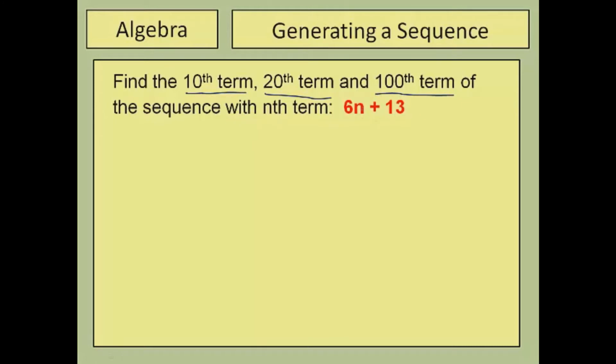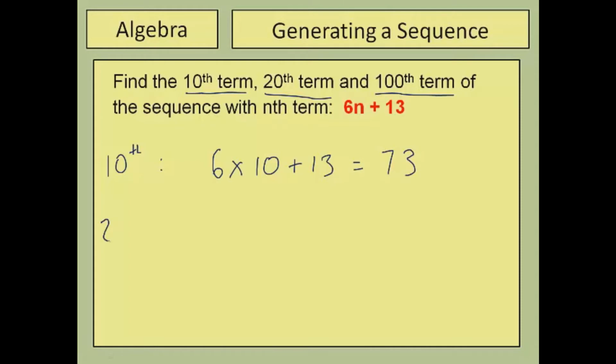Now this is not any harder, you just need to make sure you replace the n with whichever term you're after. So if I want to find the 10th term, then what I'm going to do is 6n, but 6 times 10, because I want the 10th term, plus 13. That comes out as, well, 6 times 10 is 60, plus 13, 73.